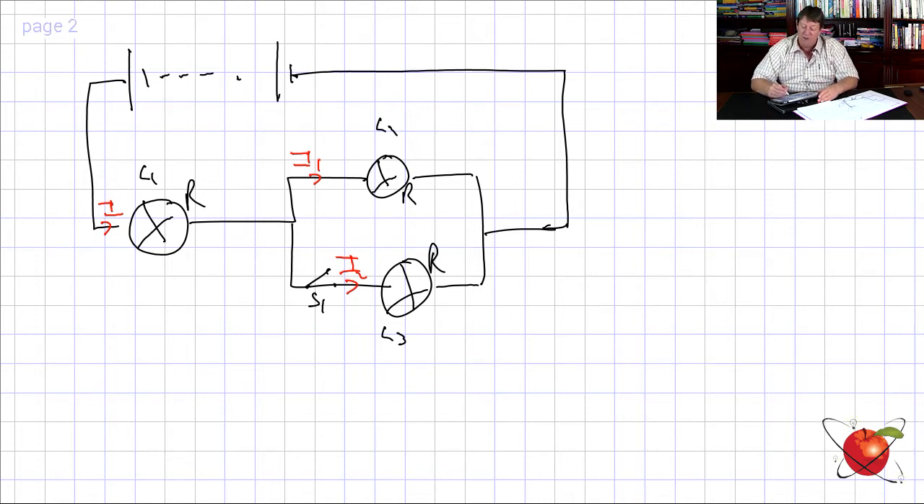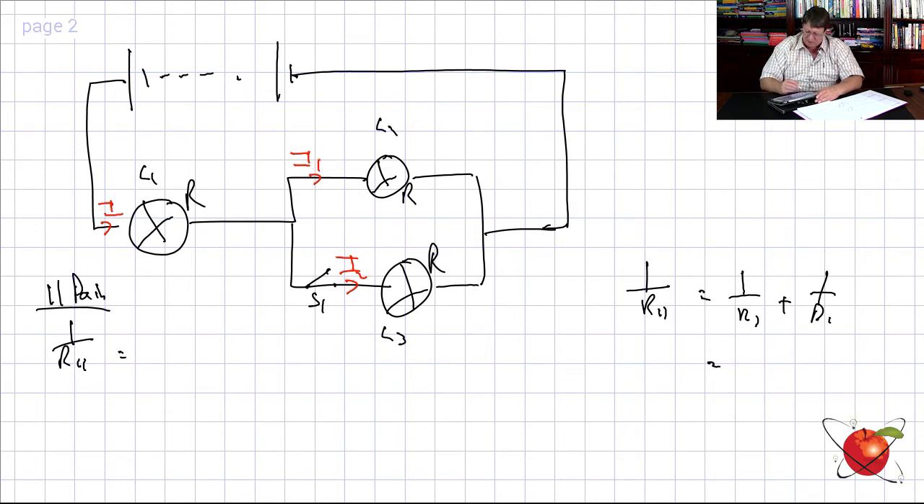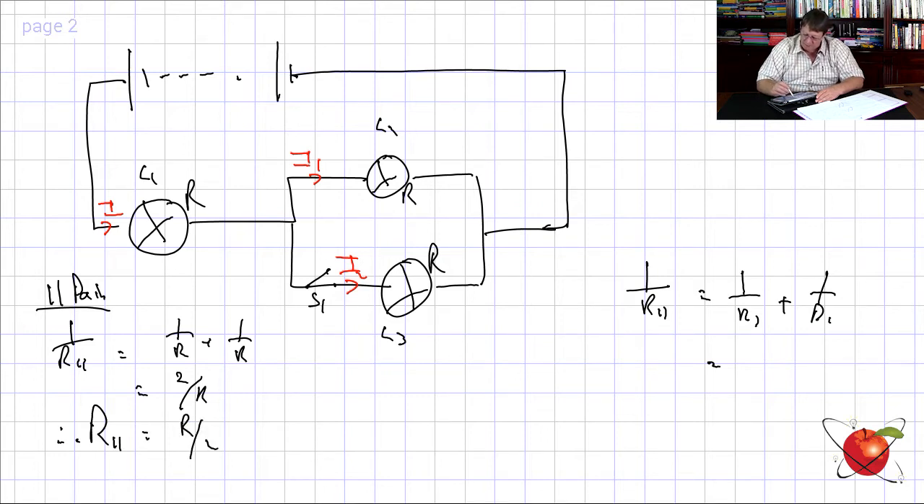If they perhaps tell you that lamp 3 is twice the resistance of lamp number 2, in your equation you would have 1 over R parallel is equal to 1 over R1 plus 1 over R2. Now, in my case, they are all the same. So 1 over R parallel, you'd label it parallel pair here, is equal to 1 over R plus 1 over R, which is equal to 2 over R. Therefore, R parallel or R effective is R over 2. And we can put in what I've called a ghost resistor or ghost bulb, R over 2, because a bulb is a resistor, isn't it?